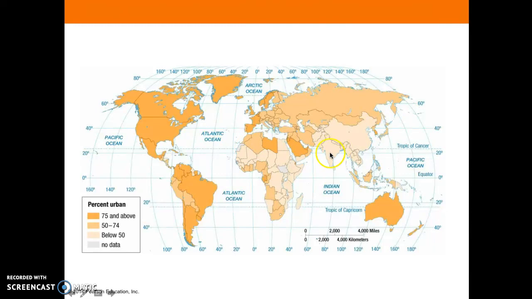You can see that India here still has below 50% urban areas. China, less than 50% of its population lives in urban areas. And so for China, really, it's that larger rural population that keeps it qualified as a developing country.